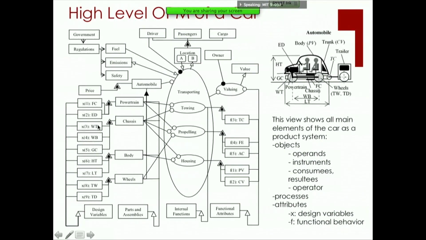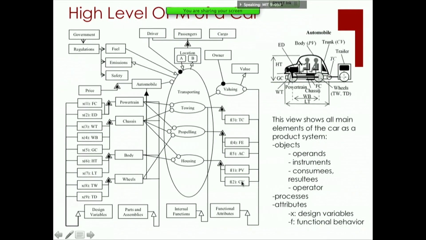This is the design domain we talked about last time, right? Ground clearance, and so those are the design variables. Those are the parts and assemblies. And then on the right side, the processes, the internal processes, can also be characterized by performance or functional attributes like towing capacity, fuel economy, acceleration. PV stands for passenger volume and cargo volume.